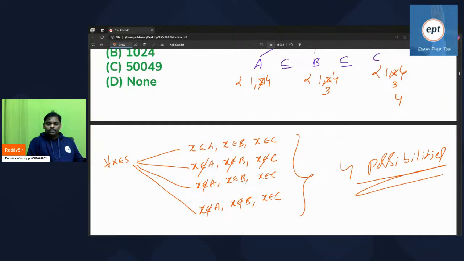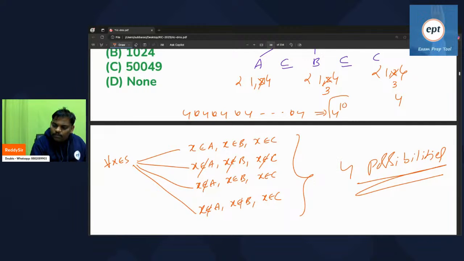4 possibilities. I think the answer is every time 4. It is going to be 4 power 10. The answer is 4, 10 times. 4 power 10.